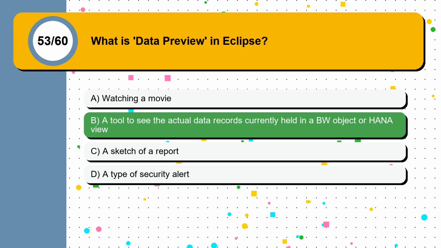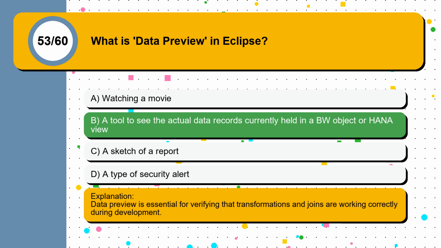The correct answer is option B, a tool to see the actual data records currently held in a BW object or HANA view. Data preview is essential for verifying that transformations and joins are working correctly during development.